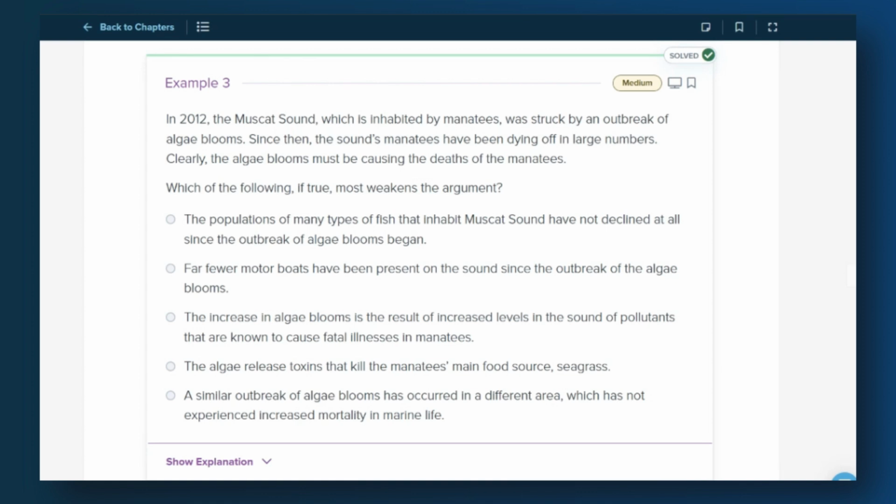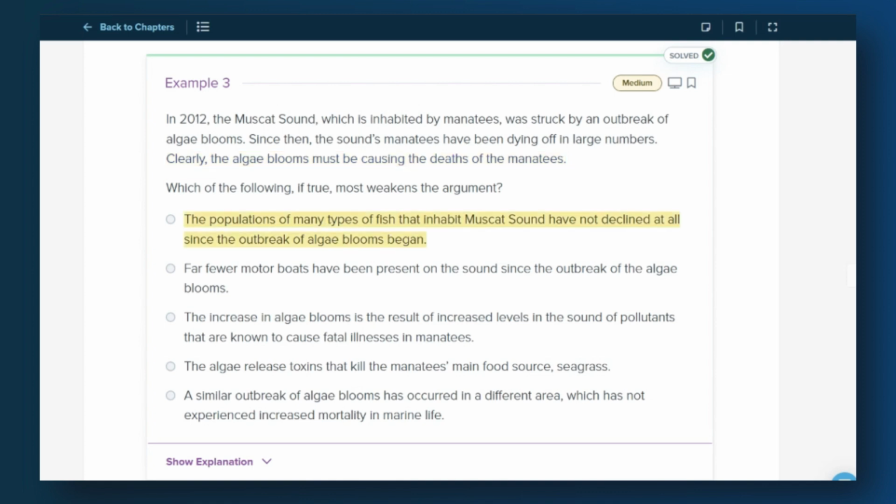The conclusion, after clearly, right here, is that the algae blooms must be causing the deaths of the manatees, which is also our cause and effect. So cause, algae bloom outbreak, effect, increased manatee deaths. Let's look at our answers to see which one weakens the argument.